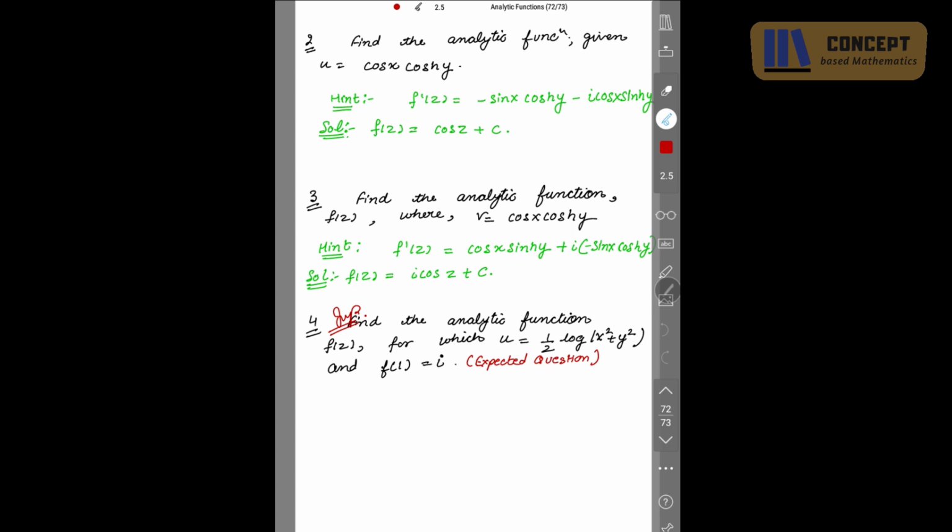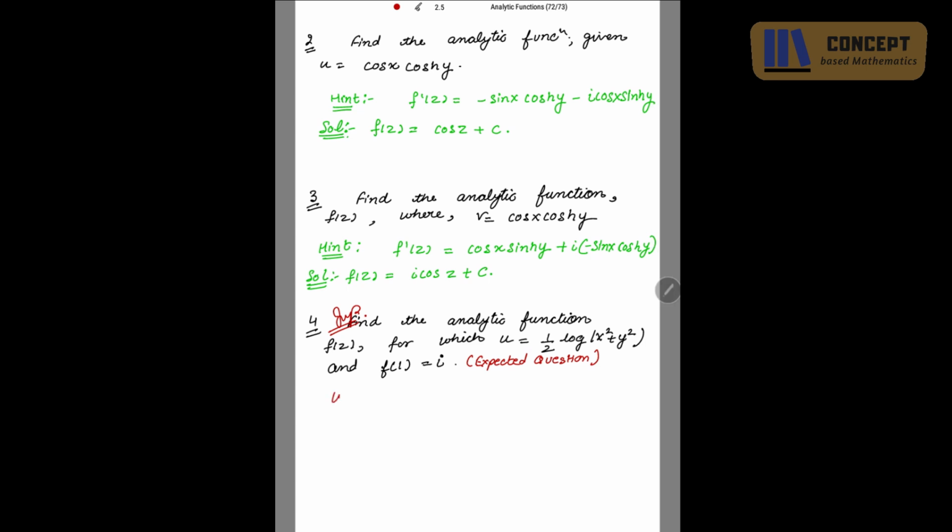Now the last question is a very important and very good question, a very nice and expected question. Find the analytic function f(z) for which u is half log of x squared plus y squared and f(1) equal to iota is given over here. So you find your f(z) and then put z equal to 1 and f(z) is iota. Put that value and get your solution.